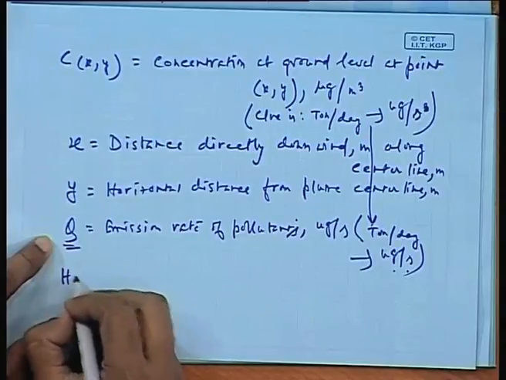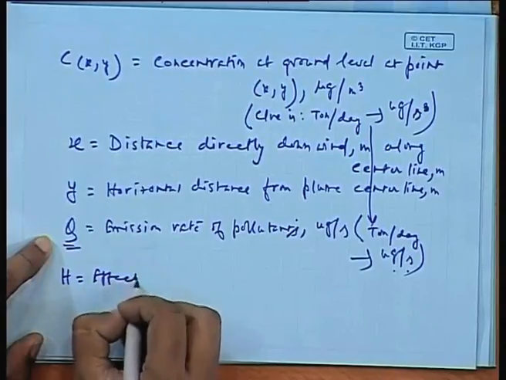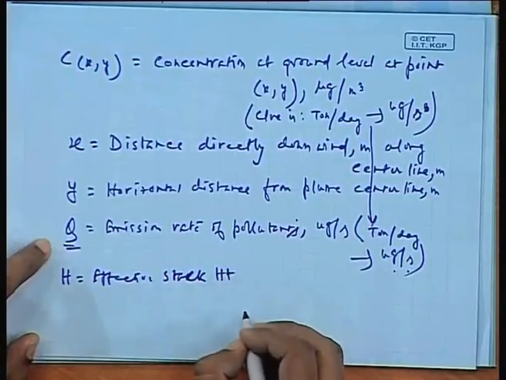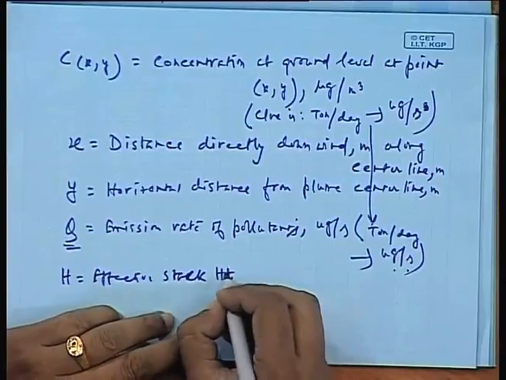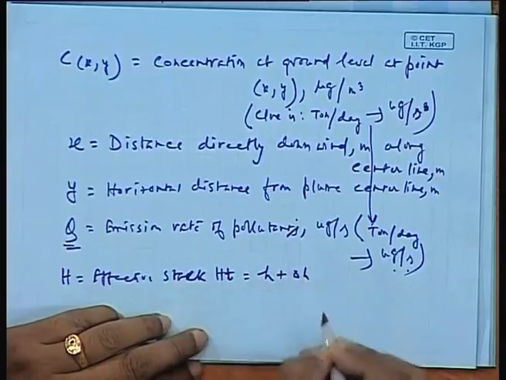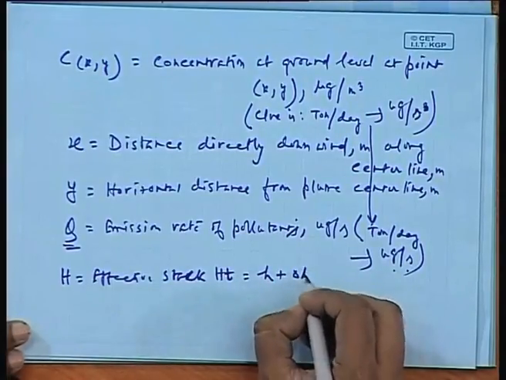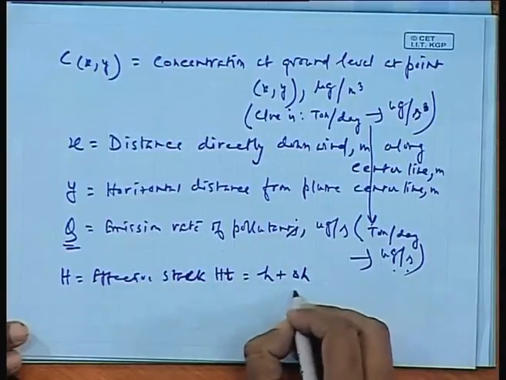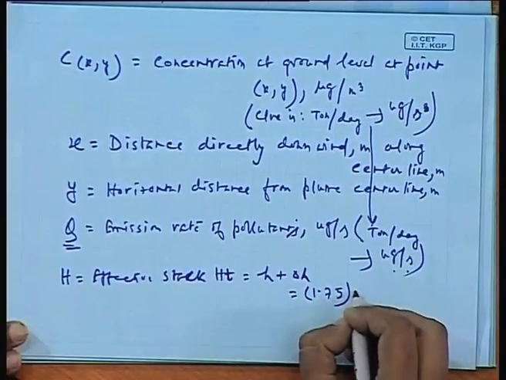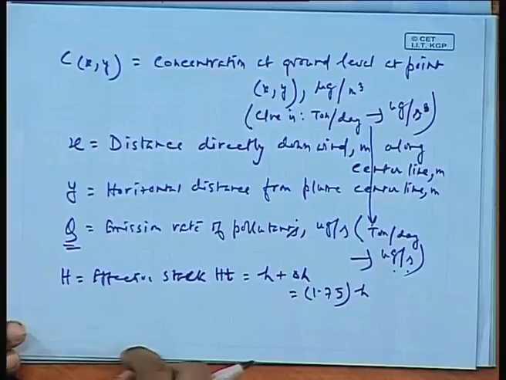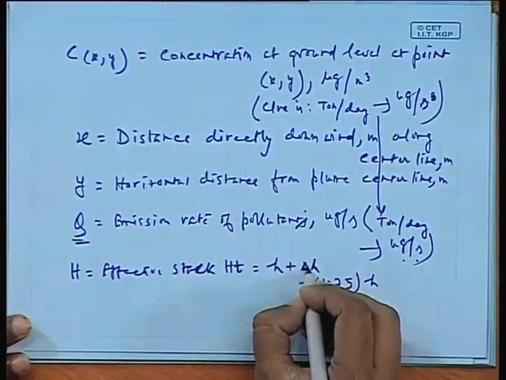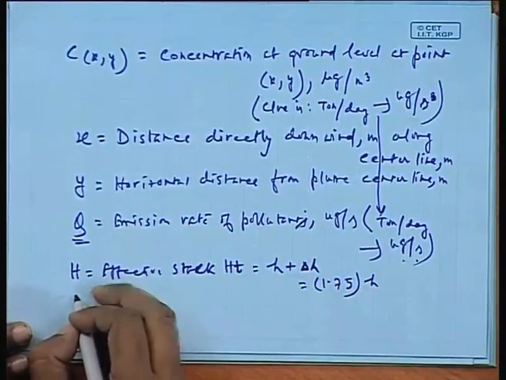H, as I have said, is the effective stack height, which I have already said as H plus del H. So you already know, if nothing else is given, you can find it as 1.75 of H. This del H becomes almost close to 0.75 H.